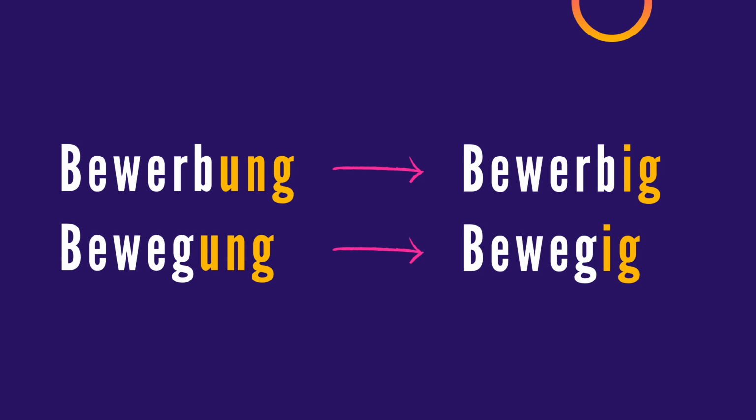Bewerbung, bewerbig. Bewegung, bewegig. Of course, there are tons of exceptions, but if you know this already, it might make it much easier for you to finally be able to speak proper Swiss German.